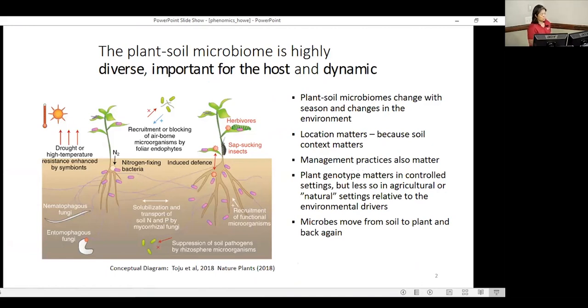They're responsive to the season and changes in the environment. Where you study the microbiome matters, whether it's in the roots, in the soils, bulk soils around the plants, the stems, the leaves. Management practices also matter, whether you've had fertilization in the past, whether the soil's been tilled or not. Exposure and space influence microbes. And we also have to consider the very dynamic nature in this system. Microbes move back and forth from the soil to the plant and back again. And that creates all sorts of complexities, and especially understanding plant-microbe interactions in the field.